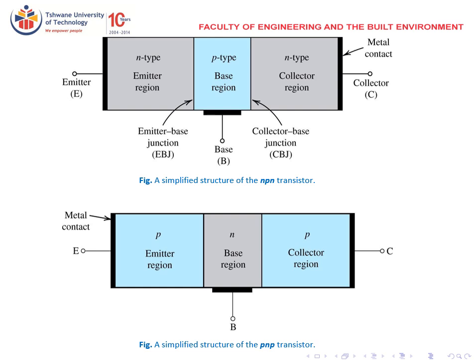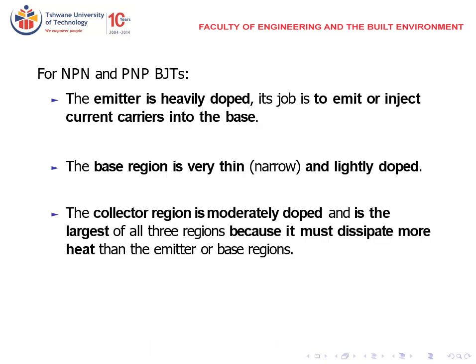How are these three terminals differentiated? We have an emitter, base, and a collector. So on an NPN transistor, the emitter will be made up of the N-type semiconductor material. The base will be made up of a P-type semiconductor material, and the collector will be made of an N-type semiconductor material. Then on a PNP transistor, it's just the opposite of that.